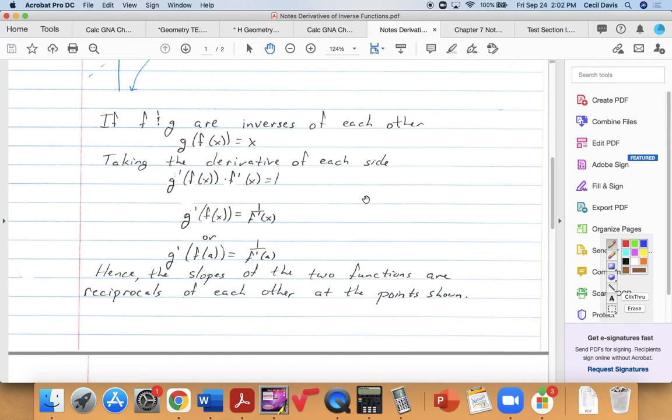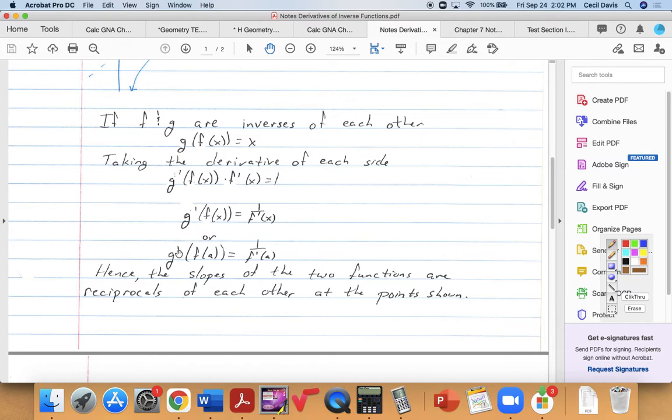So if f and g are inverses of each other, we know that g of f of x is equal to x. And you could have started the other way around. It doesn't matter which one you start with. If I take the derivative on the left side and on the right side, on the left side I get g prime of f of x times f prime of x is equal to 1. That's just using the chain rule on the left side. Dividing both sides by f prime of x, I get that g prime of f of x equals 1 over f prime of x.